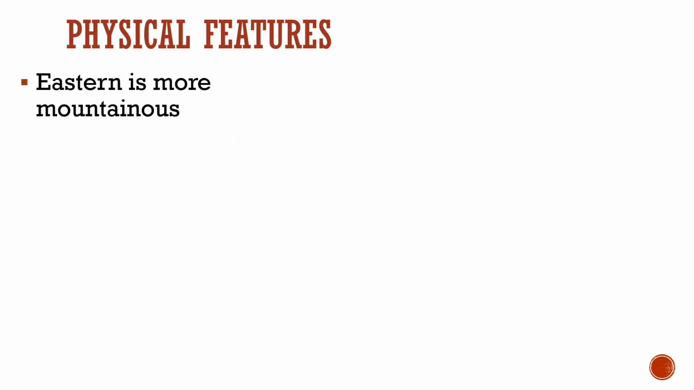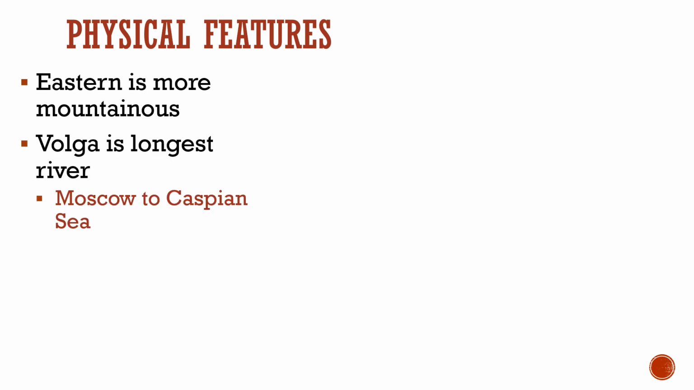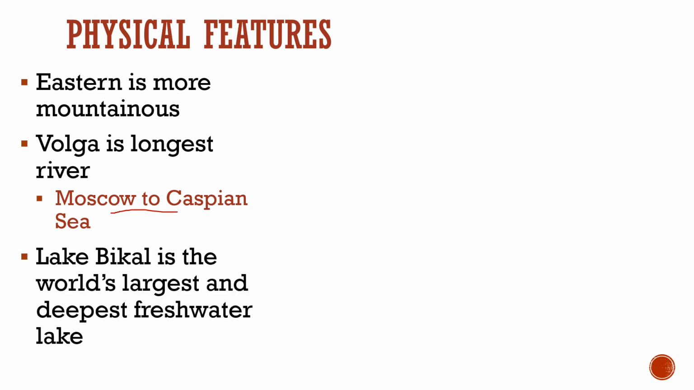Some of the other physical features: the eastern part of Russia is much more mountainous than the western side. After the Ural Mountains, it's more plains and lower elevation, and then it becomes more mountainous on the eastern side. As far as rivers and water sources, the Volga River is the longest river in Russia. It connects Moscow to the Caspian Sea. That is important for transportation, providing a waterway system to link it to the Caspian Sea.